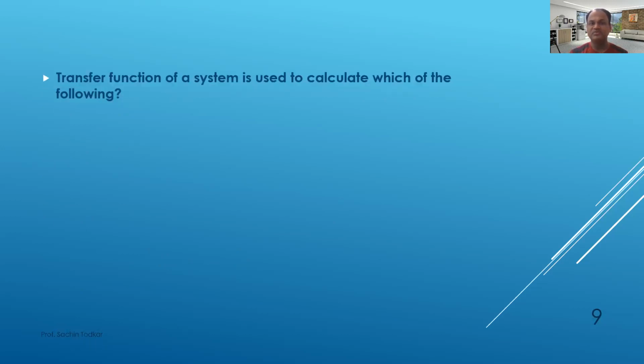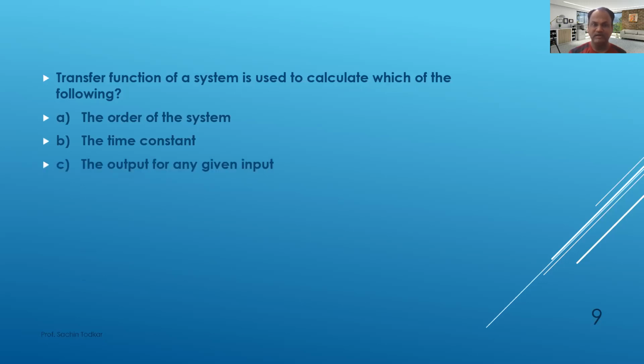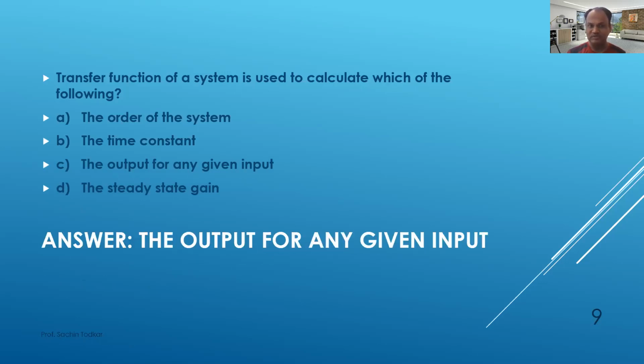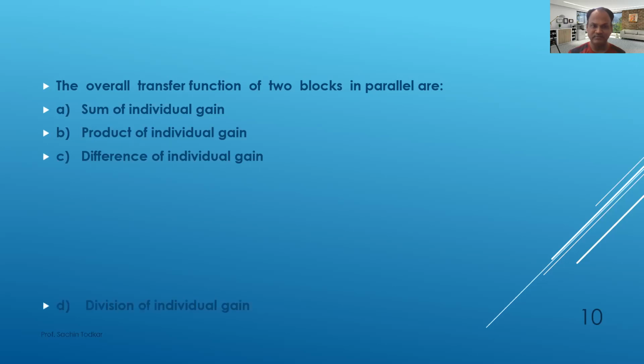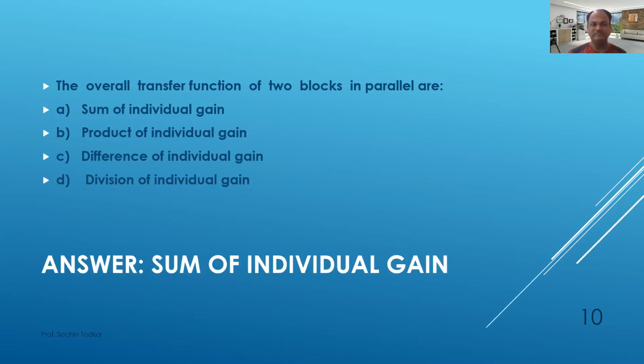Transfer function of a system is used to calculate which of the following: the order of the system, the time constant, the output of any given input, or the steady state gain. We know that the transfer function is used for the output of any given input. So the answer is C, the output for any given input. The overall transfer function of two blocks in parallel, we have to sum. The first answer is correct: sum of individual gains, that is the final answer.